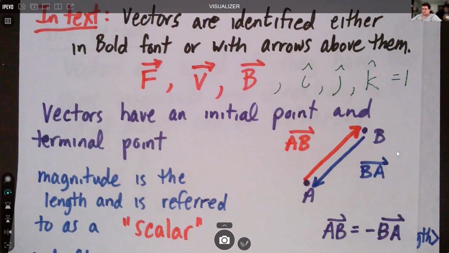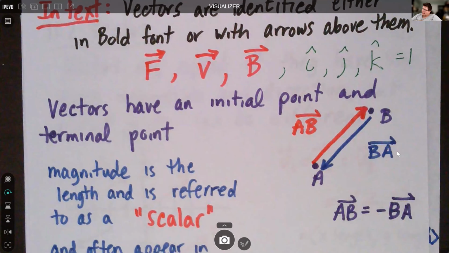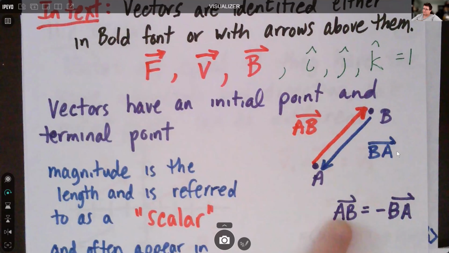So here I've got point A and point B, and they do have a direction. So the line from A to B, I can either head from A to B or I can head from B to A. So I've illustrated that with the red AB and the blue BA.